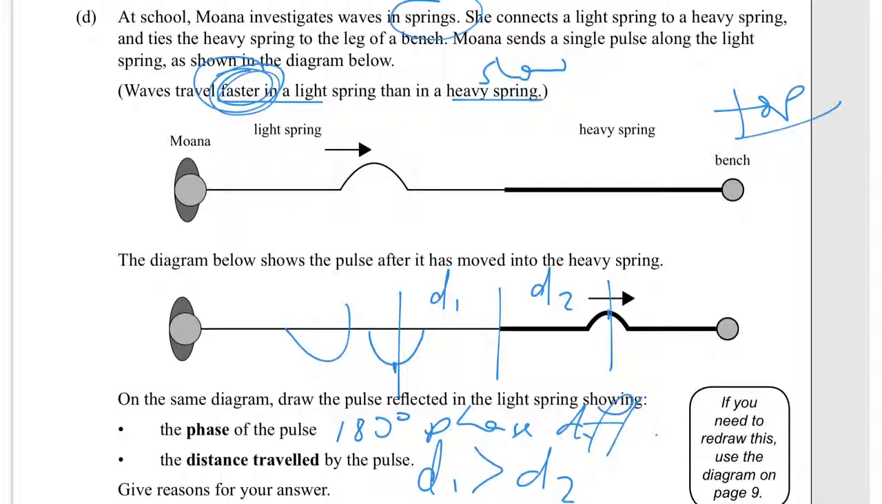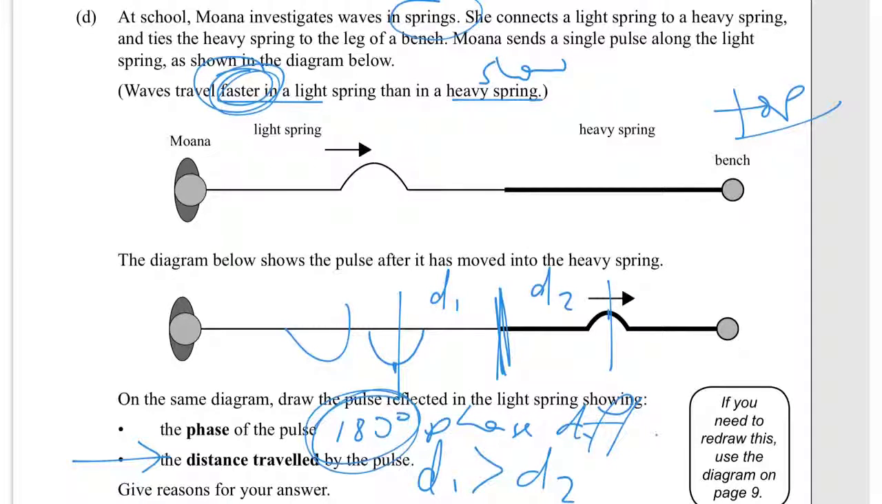That's because it travels faster in the light spring. Giving reasons for your answer, I've explained why the distance will be larger, because it's a faster wave speed. The reason why you get the phase change is on reflection, there's just a rule here, but on reflection to a heavy boundary or a more dense or a slower medium, or a higher refractive index might be better, then you're going to get that 180 degrees phase change.